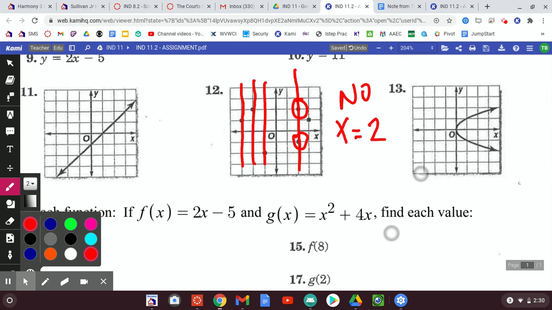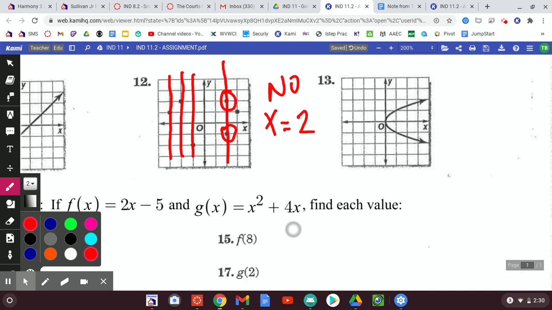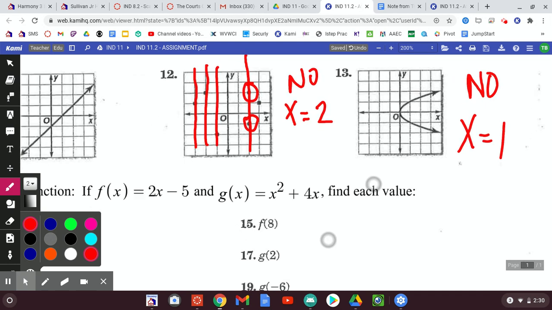Okay. Number 13, is it a function or no? What do you guys think? No. And you have a couple of options here. You could have 1, 2, 3, 4, anything up in there as the offending x. Pick one, anyone. I wouldn't pick 0 just because depending on how close your point is. So since you have other good ones to choose from.